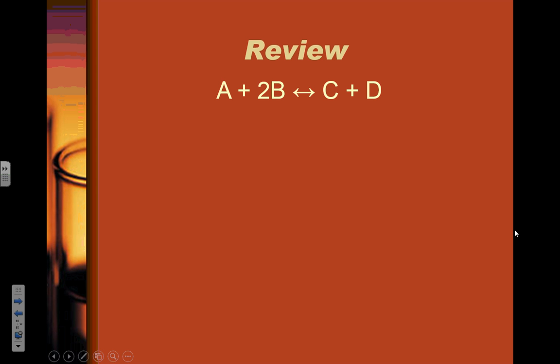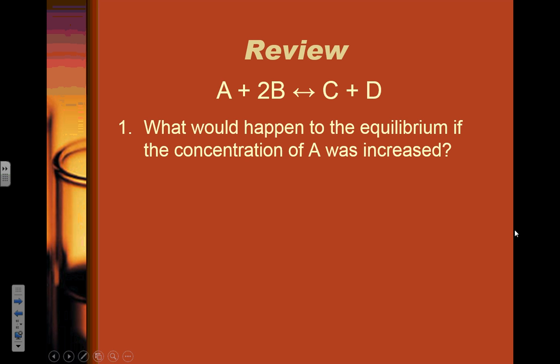So, quick review of ideas here. We have this simple reaction of A plus 2B yields C plus D. What would happen to equilibrium if the concentration of A was increased? So what we're basically doing is adding some A, so this is going to go up. Well, that's going to increase my forward rate, and my reverse rate at the beginning is going to stay the exact same. That's going to create an imbalance. That's going to shift equilibrium to the right. So I'm going to get a shift to the right.